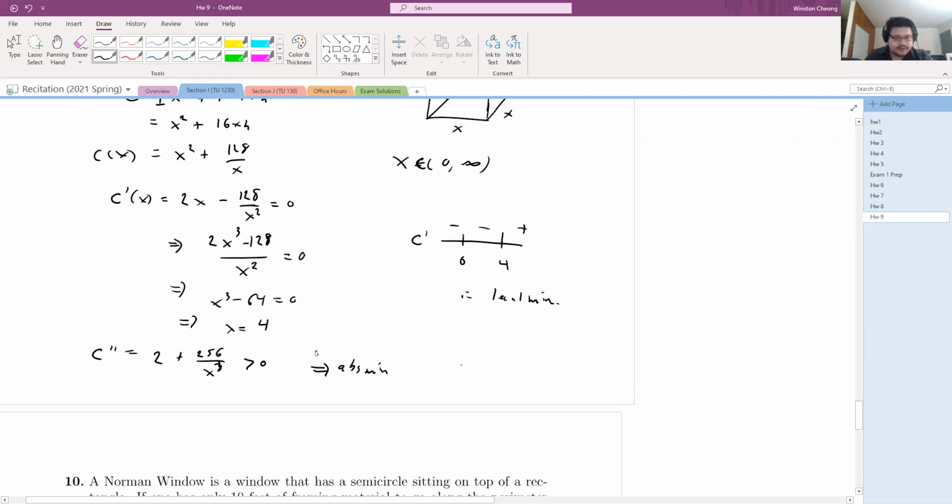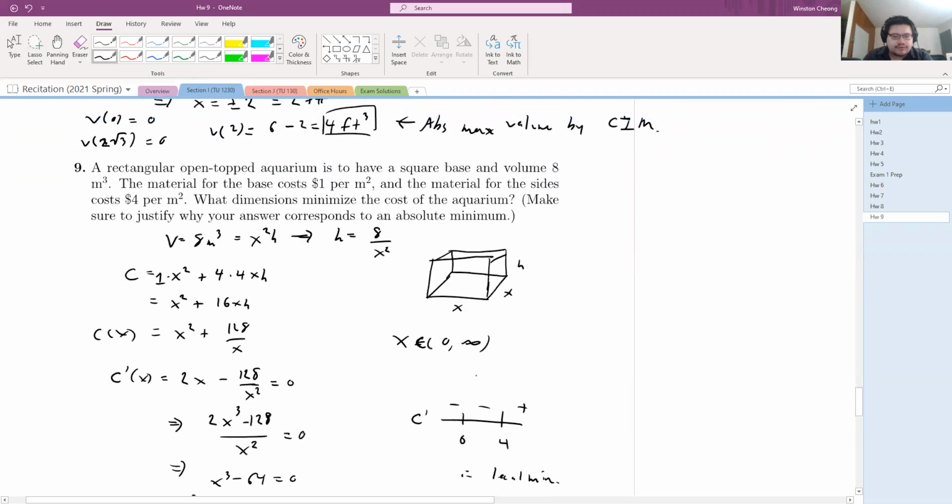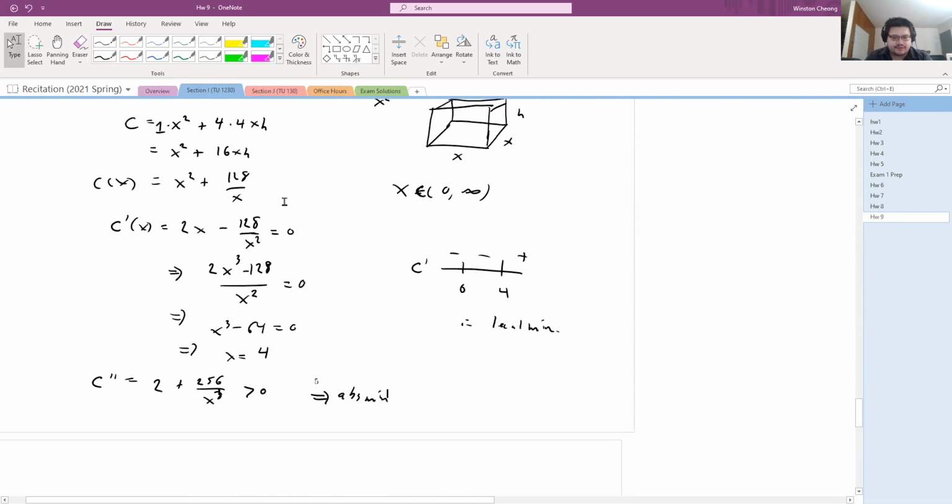But I think what we were trying to solve for were the dimensions. Okay, yeah. So x equals 4 is going to correspond to giving us an absolute minimum for the cost. And the reasoning is by the second derivative test for absolute extreme values. I would write everything out just to be as technically correct as possible.